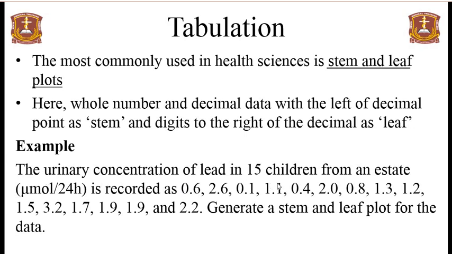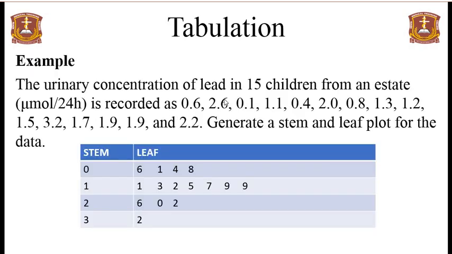Now for this example we have here, the urinary concentration of lead in 15 children from an estate, in micromole per 24 hours, is recorded as follows. You generate a stem and leaf plot for the data. So we are going to do that generation. This is the information actually.